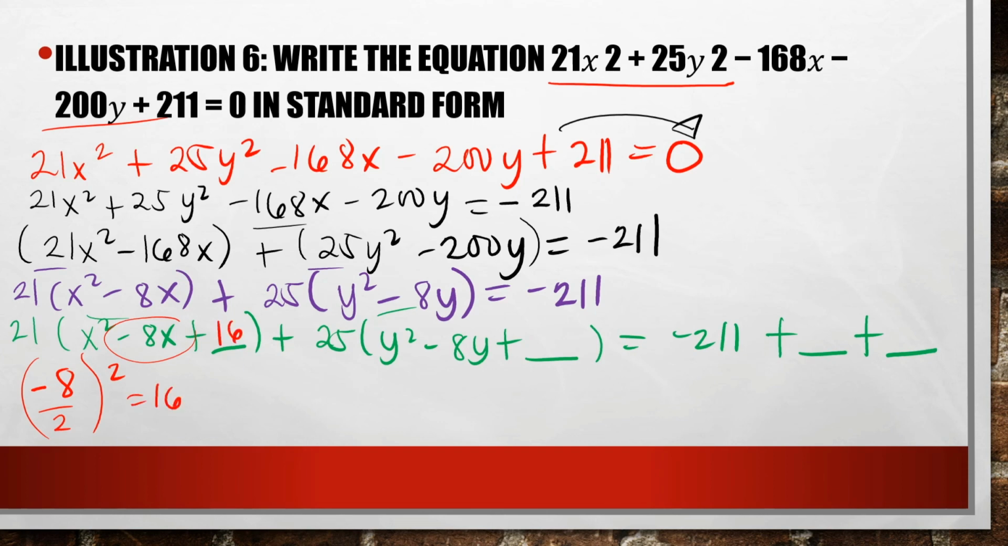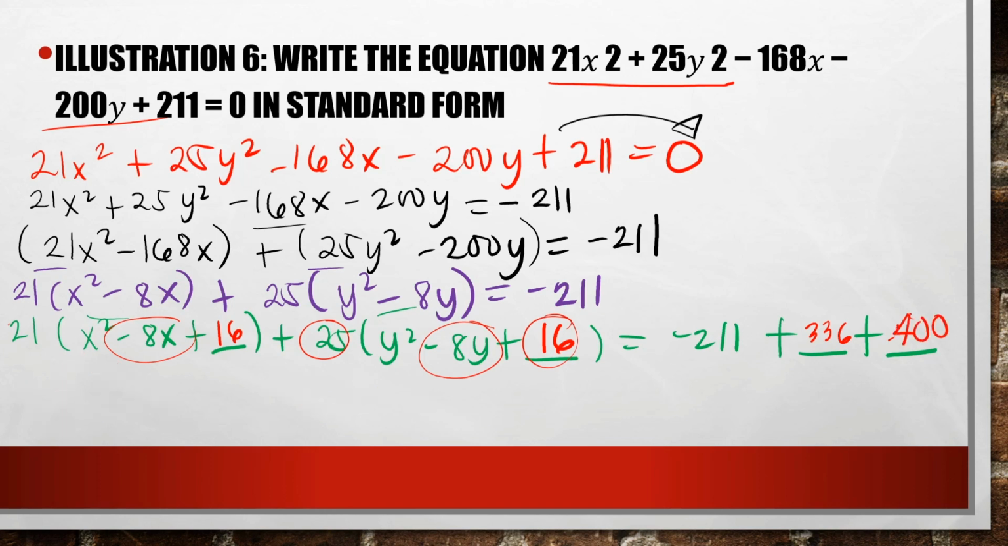So, plus 16. Ang kabilang i-add natin is, hindi lang siya dapat 16 dahil may nakalabas na 21 dito. So, 21 times 16 is equal to 336. And then, dito naman, yung middle term niya is 8 din. So, negative 8 divided by 2 squared is equal to 16 din. So, 16 yun dito. Then, yung sa kabilang side dito ay 25 times 16 is equal to 400.